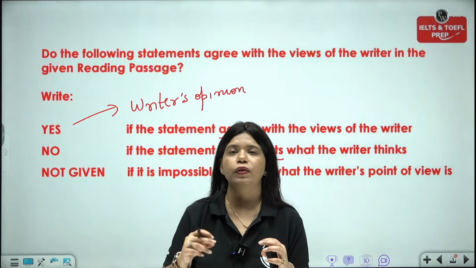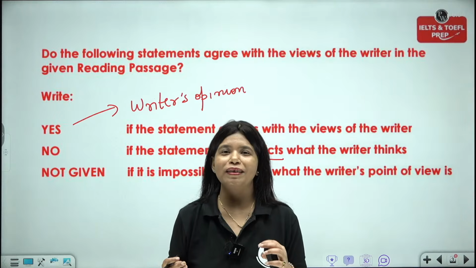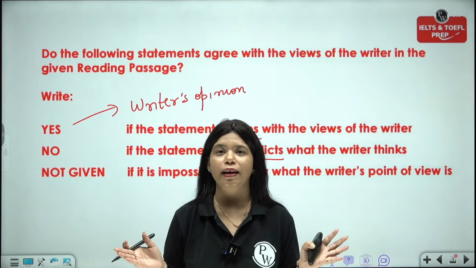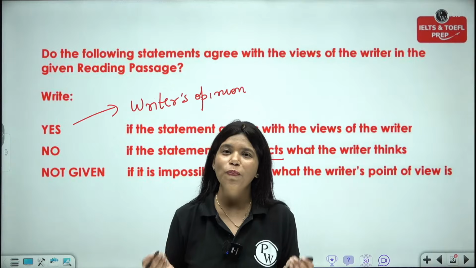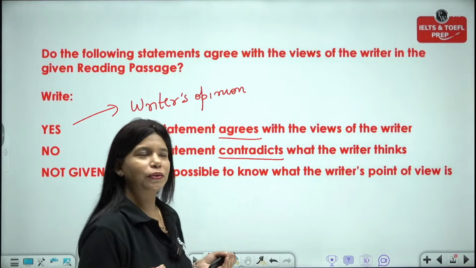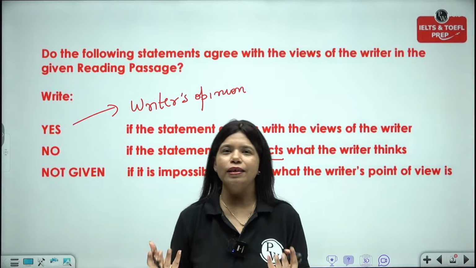Contradicts means if the text has given opposite information. For example, the text is saying go in left direction, but your question statement says go in right direction. That is contradiction, opposite information. In that case, it will be no. And when will it be not given? When the text just does not talk about that.